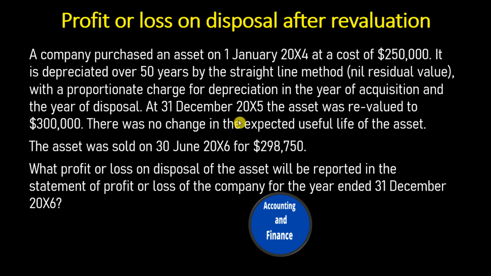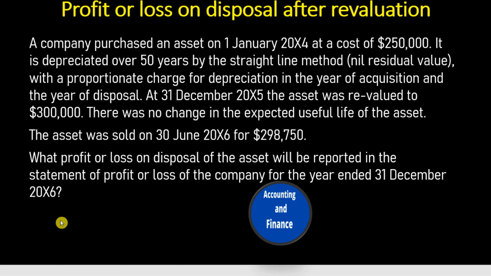At 31 December 20x5, the asset was revalued to $300,000. There was no change in the expected useful life of the asset. The asset was sold on 30 June 20x6 for $298,750. What profit or loss on disposal of the asset will be reported in the statement of profit or loss of the company for the year ended 31 December 20x6?